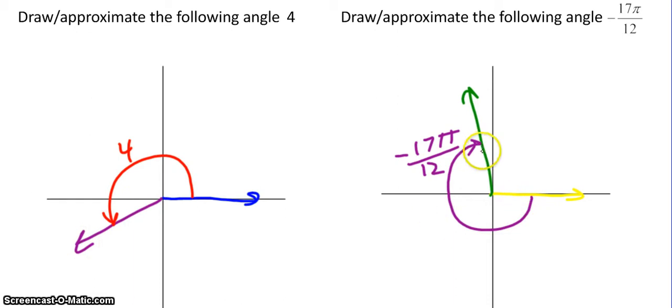Negative 17 pi 12ths would be really close to, but not quite 3/4 of the way around the circle, because negative 18 pi 12ths would be 3/4 of the way around the circle. So negative 17 pi 12ths is a little bit less than that, so I'm going to be somewhere here in the second quadrant.